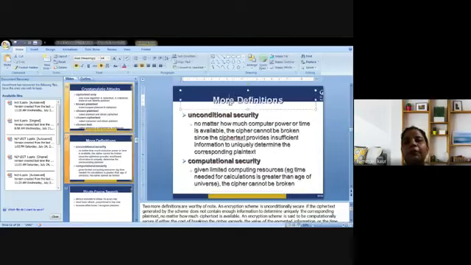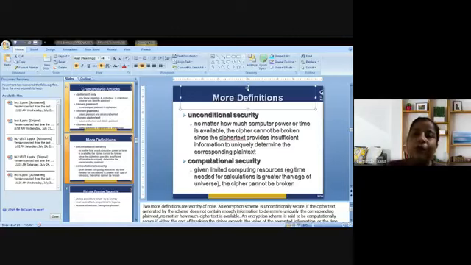In addition, there could be more definitions that could be associated with the same. Have a look at the same. That is unconditional security and computational security. So what is basically unconditional security and what is basically computational security here? If I am dealing with unconditional security, then no matter how much computer power or time is available, the cipher cannot be broken, since the ciphertext provides insufficient information to uniquely determine the corresponding plain text.